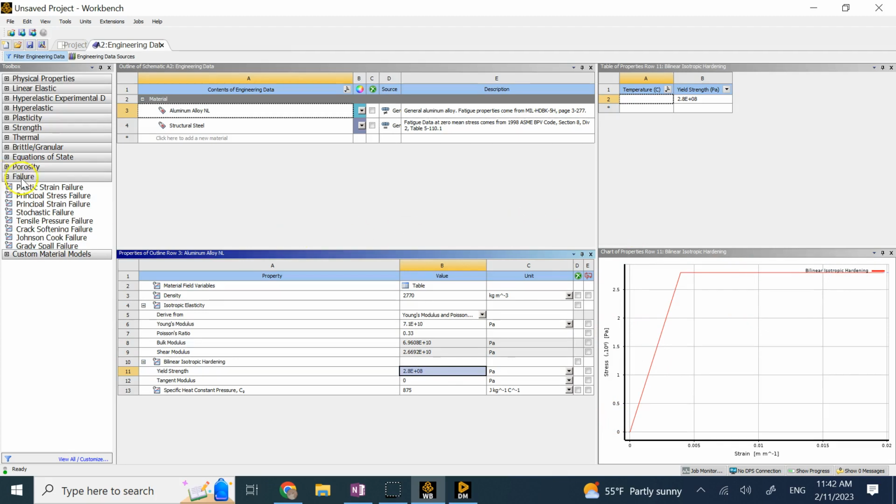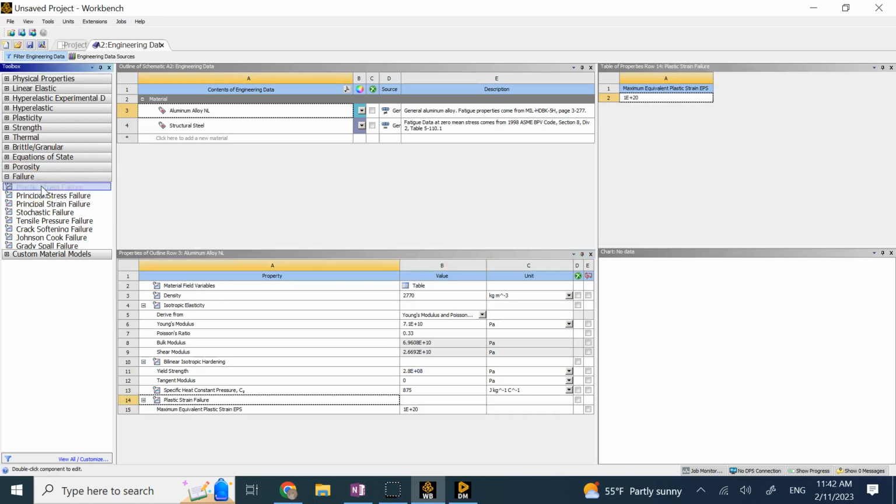And here you go under this failure tab and you double click on plastic strain failure to add this property to your material. And here you type in a number for at what strain the material would fail, which means it is going to be basically torn apart, right? The material would break. And here we use 0.75 for the strain at which the material would completely fail under plastic deformations. Okay, so here we provide the properties that we want for the aluminum shell.